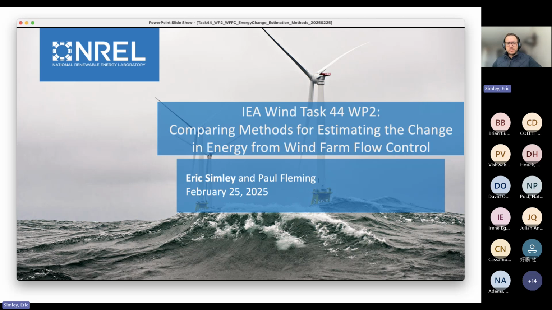I just wanted to compare a couple of methods that we've been talking about for estimating the change in energy from wind farm flow control. I'm presenting this, and Paul Fleming from NREL helped a lot with the code implementation and coming up with a lot of these ideas. We've implemented these methods in the FLASC open source software, which I'll talk about in more detail later.